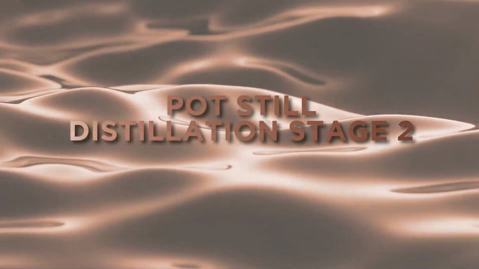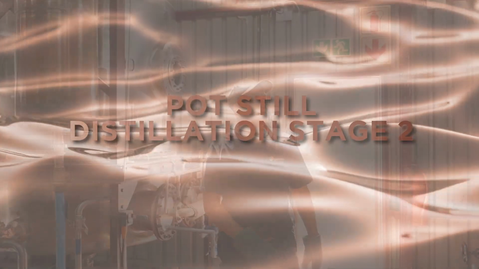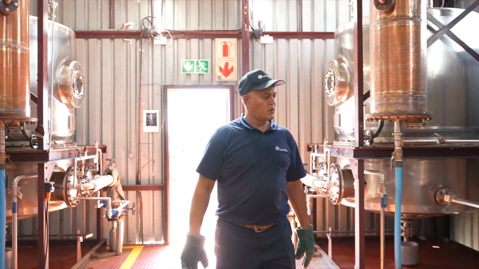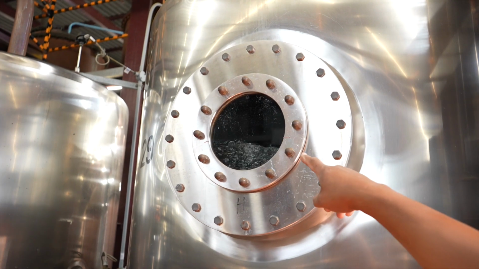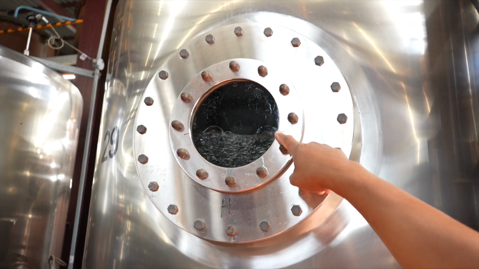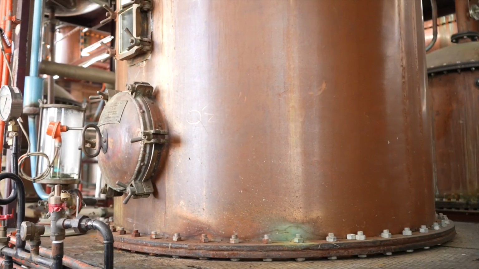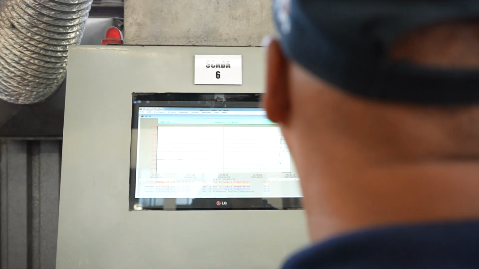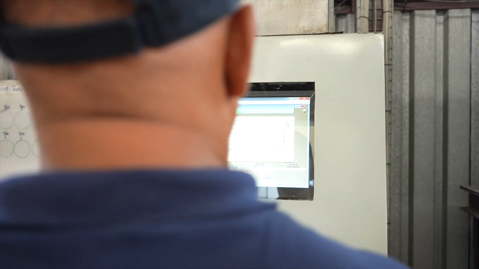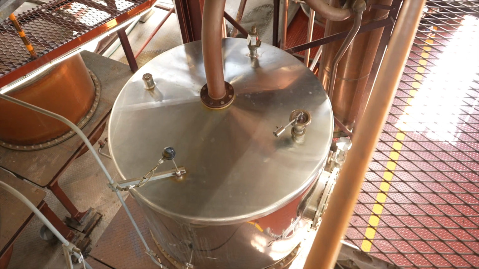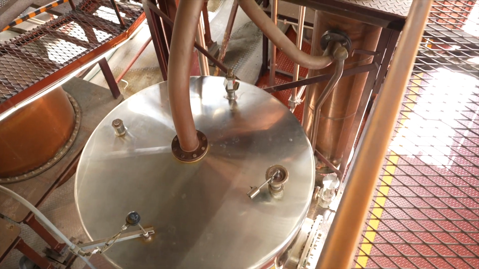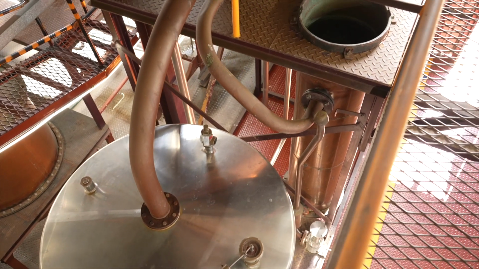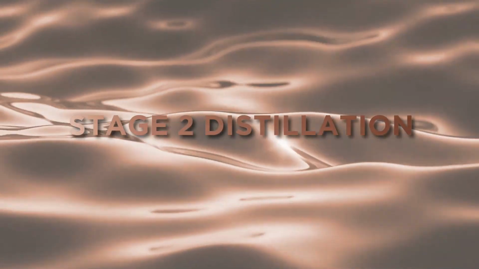Pot still distillation, Stage 2. The second distillation is a slow process that lasts approximately 10 to 12 hours. Exact conditions depend on the type of pot, heating configuration, the starting temperature, as well as the distiller. The product is refined during this process with the low wine separated into 3 consecutive fractions during distillation, namely heads, heart, and tails.